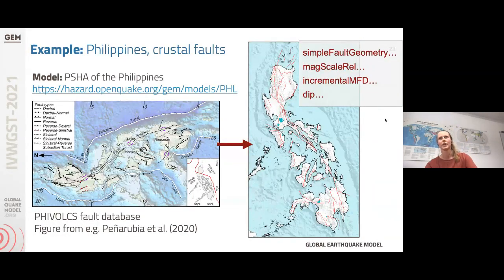A second example is of crustal faults. And this is taken from the PSHA of the Philippines, which used the fault database provided by PHIVOLCS, the geophysical agency in the Philippines, which provides surface traces as well as slip rate data for faults crossing the whole series of islands. And each of these faults was converted into an individual fault source to be used in the model.